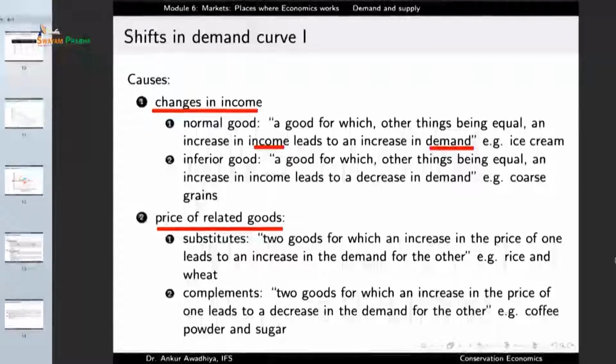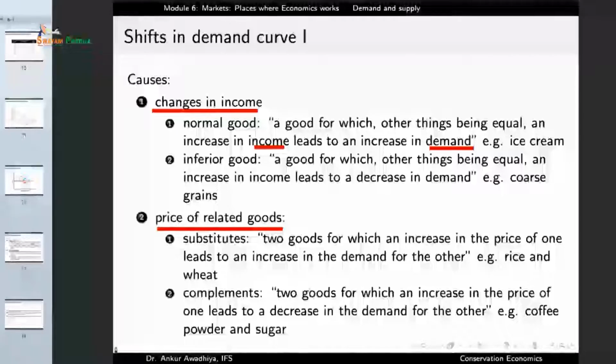Other goods are things that are known as complements. In the case of complements, it is two goods for which an increase in the price of one leads to a decrease in the demand for the other, such as coffee powder and sugar. So if there is an increase in the price of coffee powder, now coffee powder and sugar are used together when you make coffee. So if there is an increase in the price of coffee powder, in that case your coffee becomes more expensive, and you will try to reduce the amount of coffee that you are drinking and probably shift to something else such as tea or such as cola.